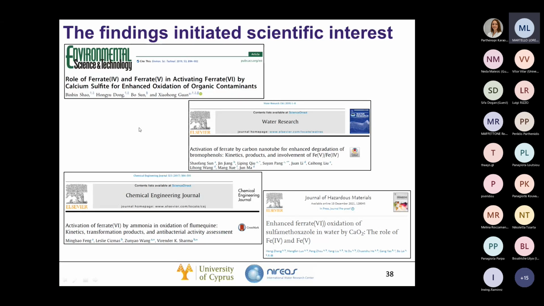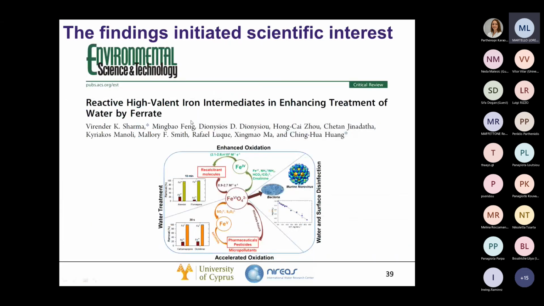And this resulted in a very recent critical review that I had the opportunity to participate in, and this will be available online soon. It is accepted by Environmental Science and Technology, where we critically review the advancement in the activated ferrate 6 oxidation process, and there is a table with around 20 different activation methods of iron 6 in the last 4 or 5 years, having acid activated ferrate 6 as the first reported for environmental applications.